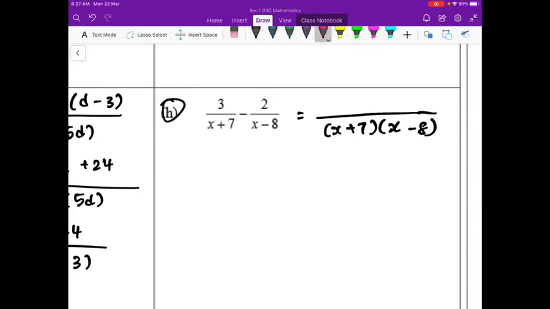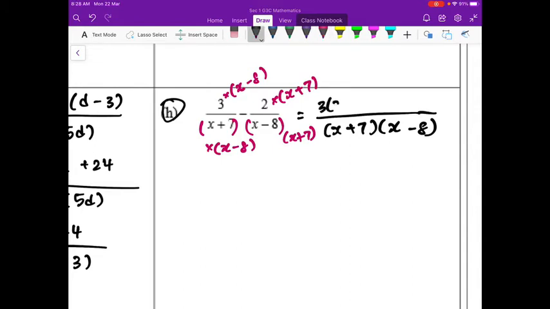So let us multiply this with x minus 8, x minus 8. Over here, multiply this by x plus 7, x plus 7. So the first fraction's numerator will be 3 times x minus 8. And then copy down the negative sign over here, and we have 2 times x plus 7. Now it's just a case of expanding and simplifying.